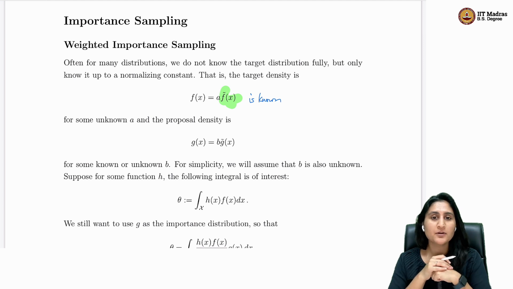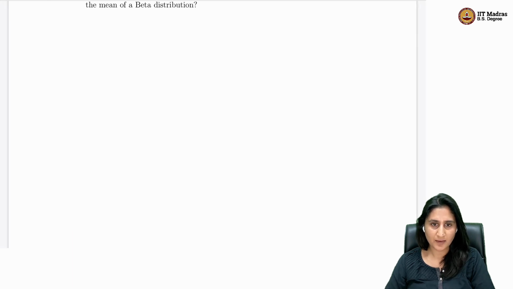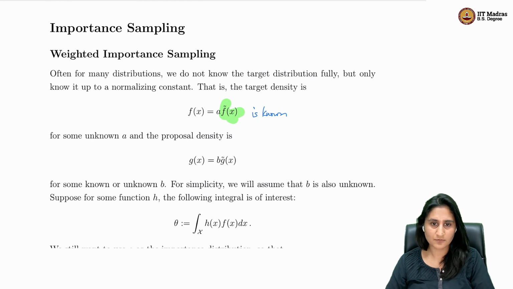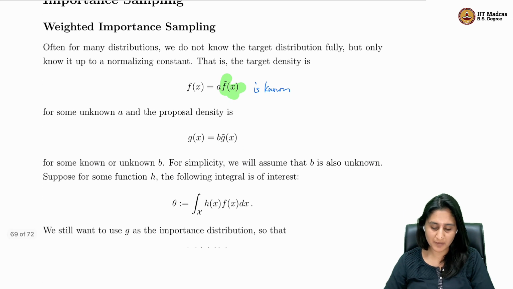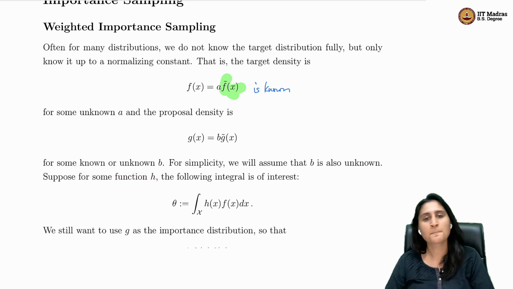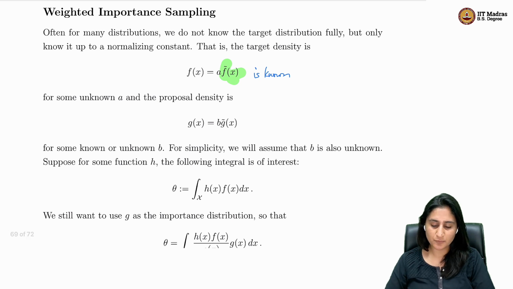And often we turn to something called weighted importance sampling in this case where we use the proposal density g of x, which again we can write as some b times g tilde x, where b in the proposal may be known or unknown. So it may be known, it may not be known. Now, for simplicity, just because we know that we don't know a, we will also assume we don't know b.